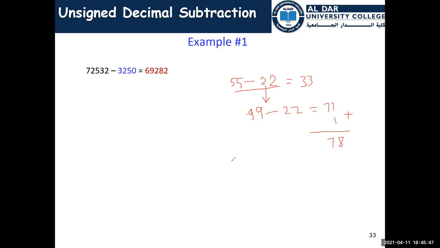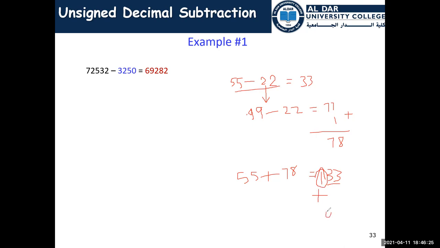Okay, now we add 55 plus 78 to see the result. The result is what? 8 plus 5 is 13. 13, we have a carry of 1, so we put the carry here. So 5 plus 7 plus the carry is also 13. This means we have 33, and then we have an extra digit here. This extra digit is a sign digit. This means this is a plus value.